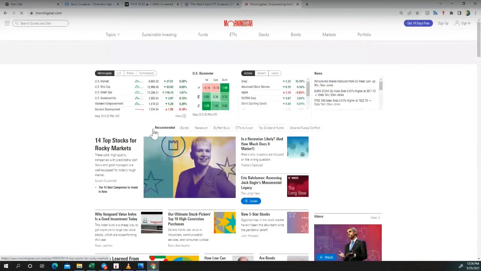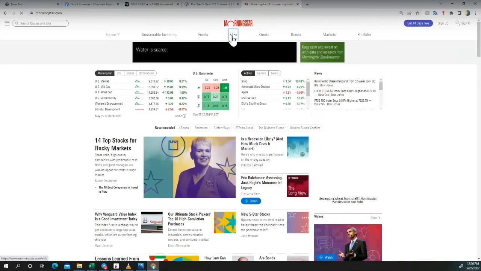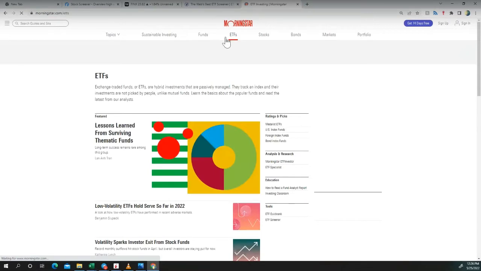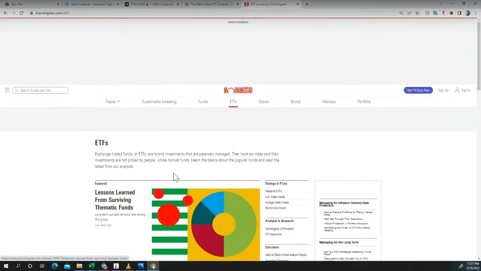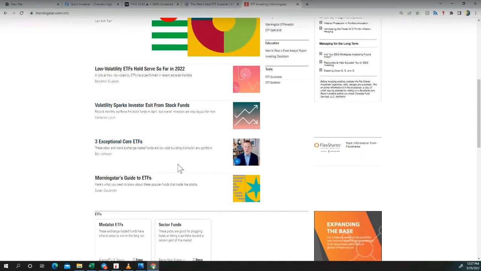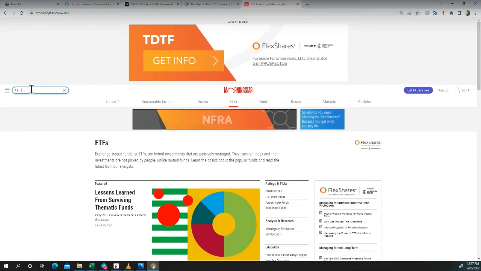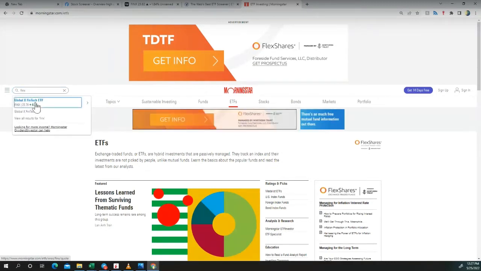So under Morningstar, this is how Morningstar looks, and you can see it has a little bit of things here. There's funds, ETFs, stocks, bonds, different markets. You can do portfolio analysis here, among other things. So when you select ETFs, it will give you a page where you can analyze ETFs and look into them. This is a page where they talk about ETFs and what is going on with the ETF markets. You got articles and news and everything to do with ETFs. So our ETF was FINX, I think. So FINX. You put that in the search bar right there, and it says Global X Fintech ETF. You select that because that's the one we were looking at.